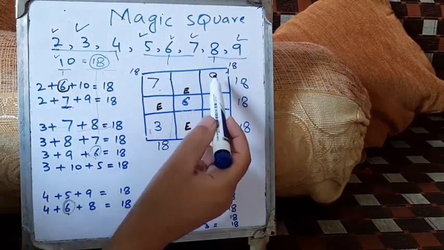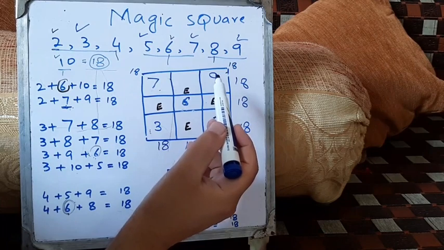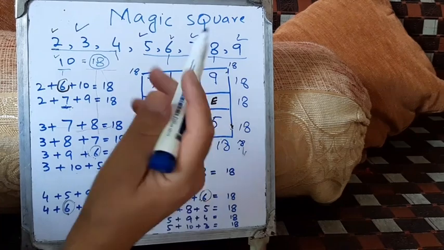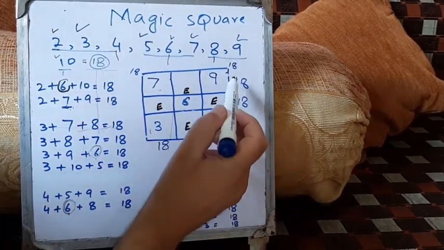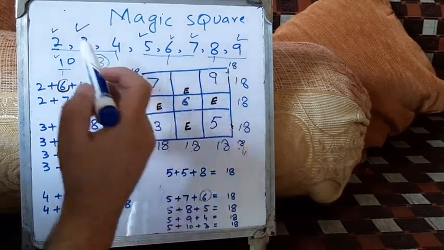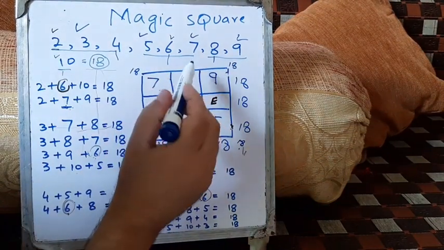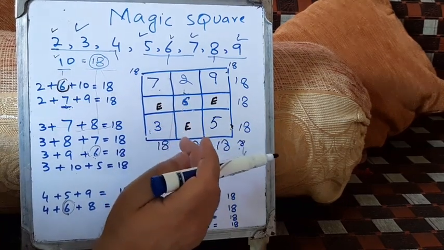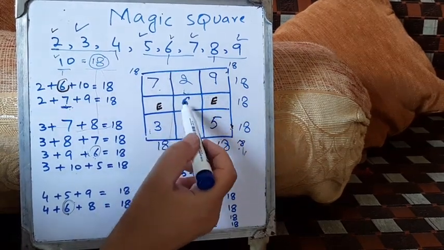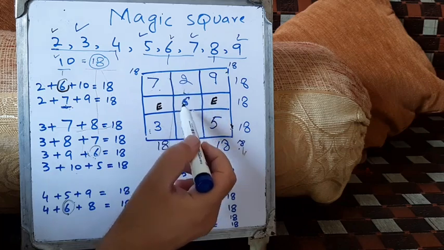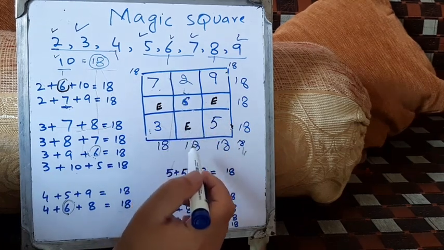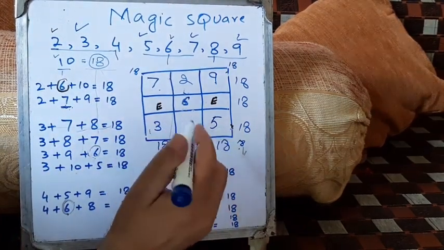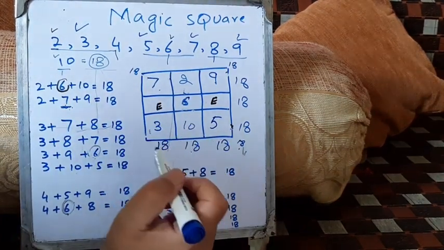Now, 7 plus 9 is how much? 7 plus 9 is 16. So I just need 2 to make it 18 here. So I will put this number 2 here at the edge. Similarly, 2 plus 6 is 8. So what do I need here to make it 18? I need 10. So I will just put 10 here to make it 18.